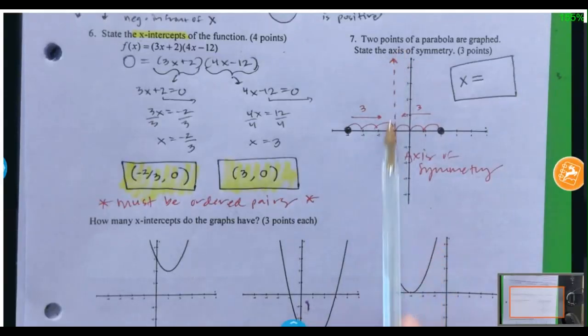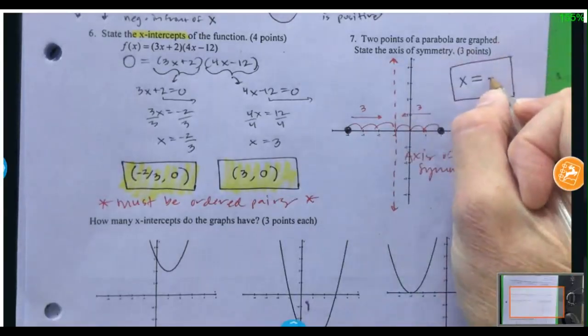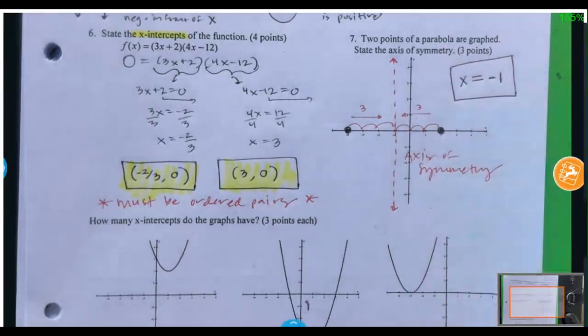Where does this? Right, -1. So the axis of symmetry is x equals -1.